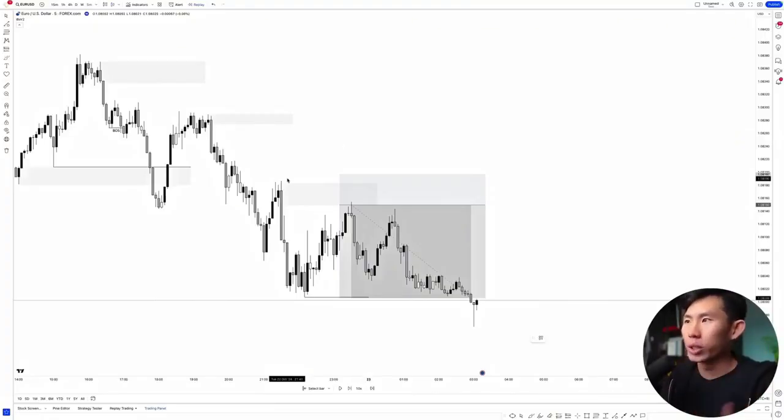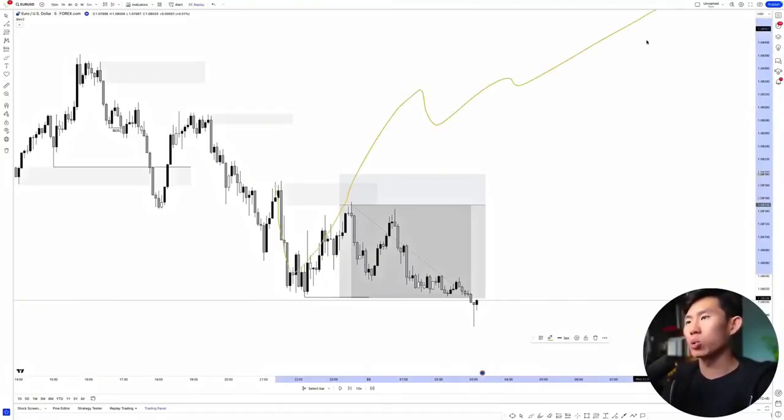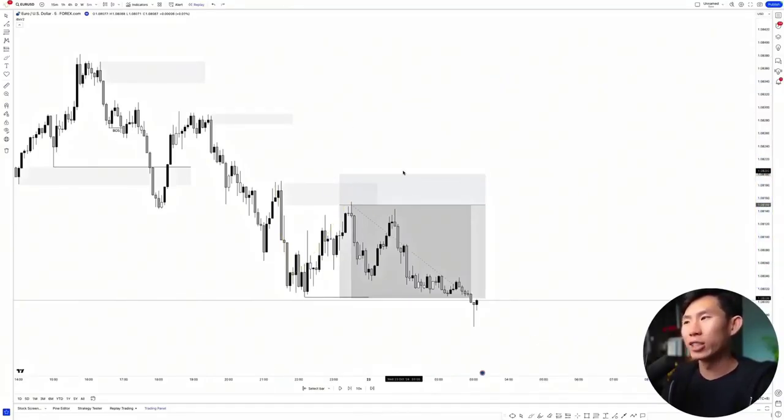So as exciting as these risk entries are, sometimes they just don't really work, right? Because sometimes price can tap into this order block and then just blow right past it, and then reverse and hit up and go against you. In that case, you have lost this trade, right?